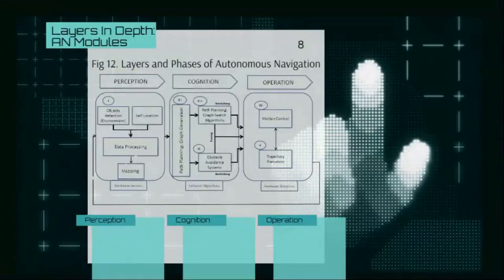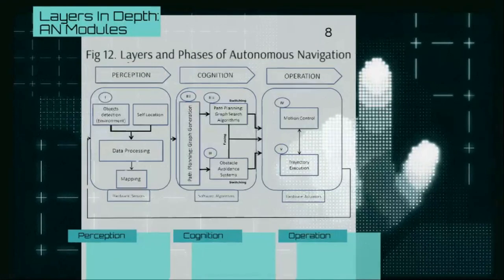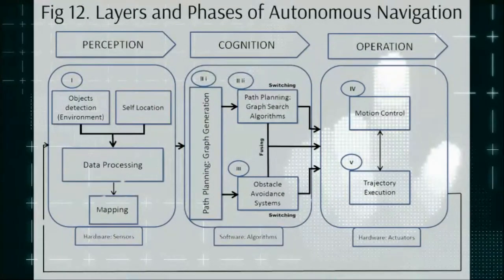So that being said, this diagram illustrates the classification of autonomous navigation we have reached into three layers: perception, cognition, and operation, and each layer consists of specific phases crucial for the autonomous function of mobile robots, from environment perception to the trajectory execution.